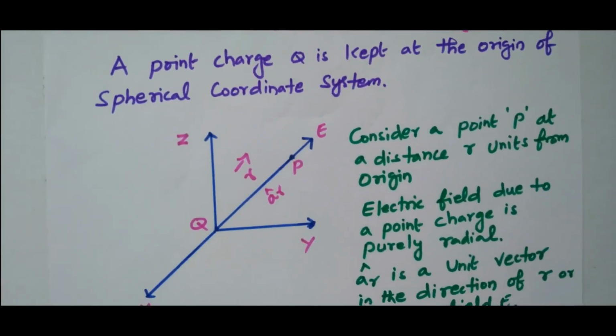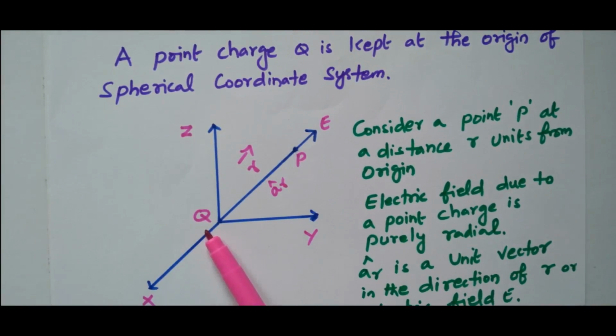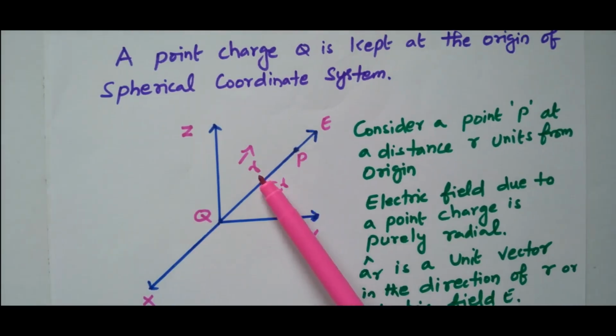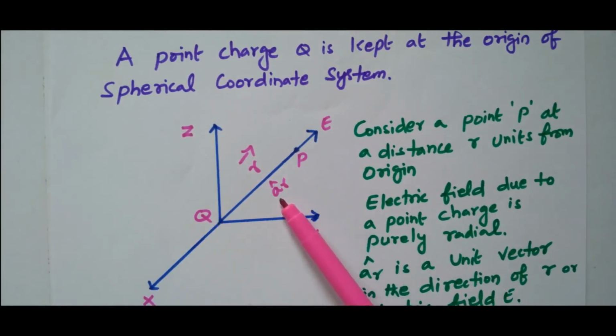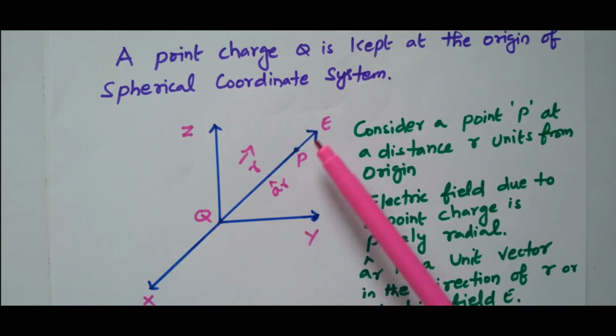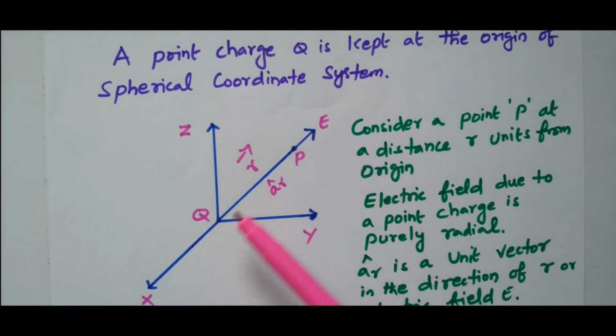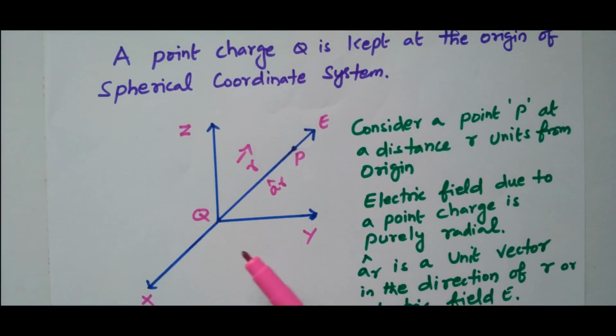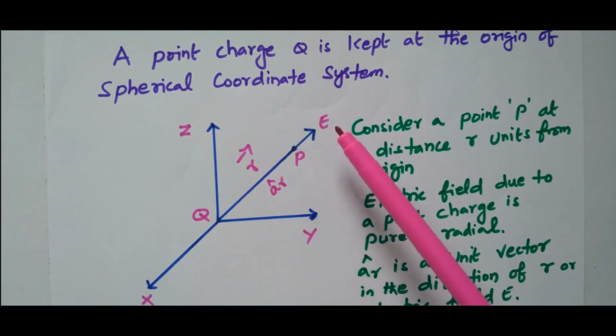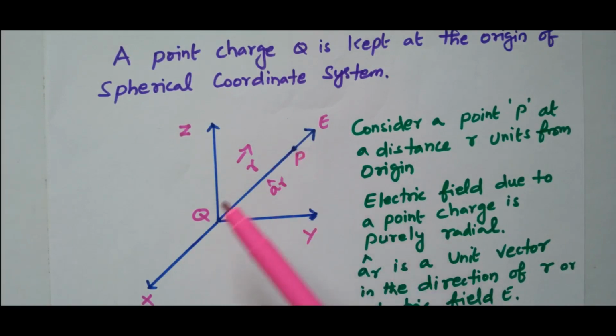Let us consider this diagram. The point charge Q is placed at the origin. The point P is located at a distance R meter. AR is the unit vector. So this is the electric field intensity. Due to the charge, the electric field intensity is created at point P. So the charge is placed at the origin, point P is located at a distance R meter, AR is the unit vector, and E is the electric field intensity at point P due to the charge Q.